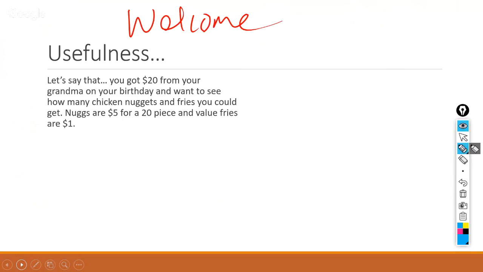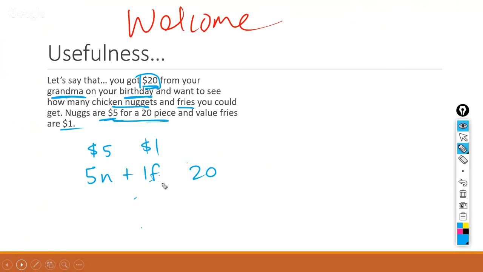This is the example I made up to kind of relate to you. Let's say on your birthday, you got $20 from your grandmama, and you want to see how many nugs and fries you could get. At McDonald's, chicken nuggets are $5 for a 20 piece, and value fries are about $1. So if I make an equation, 5 for the nugs plus 1 for the fries is less than or equal to 20, because you can spend up to $20.